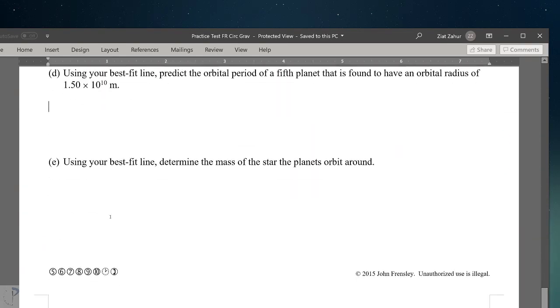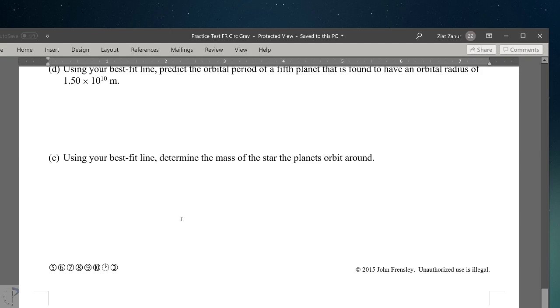Alright, now there's no part F. What is part F? I'm going to add a part F so that it's more similar to AP style. Part F, what should part F be? Dang it, I had it. I just lost it.